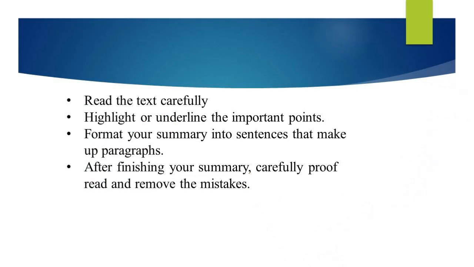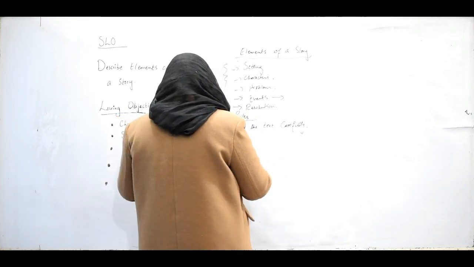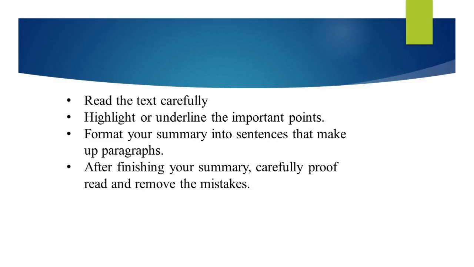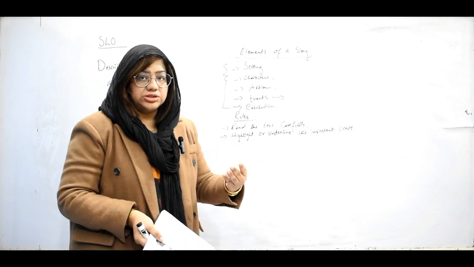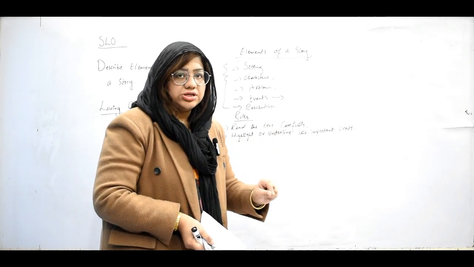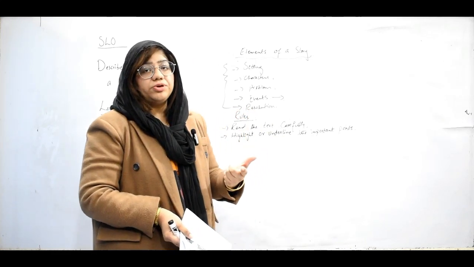Number one is read the text carefully. This is very important, students. First you have to read the whole text very carefully. Then after that, highlight or underline the important points. This is very important. Whenever you read the whole passage or the story, you need to highlight or underline the important points. Yes, this part is very important. This part is what the author is describing. We need to highlight that to make a consideration about what the story is going to be about.